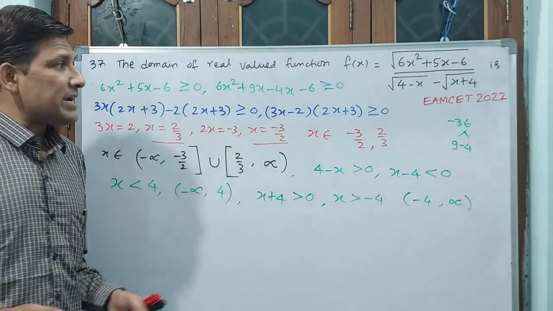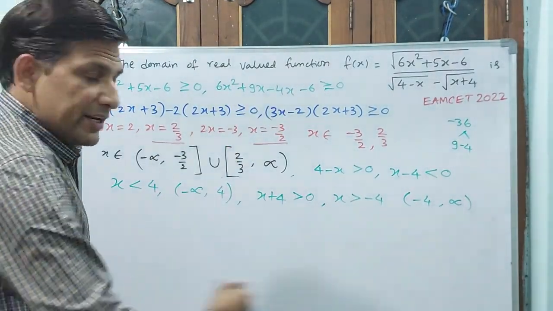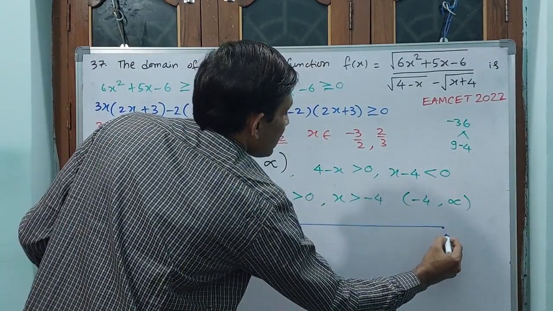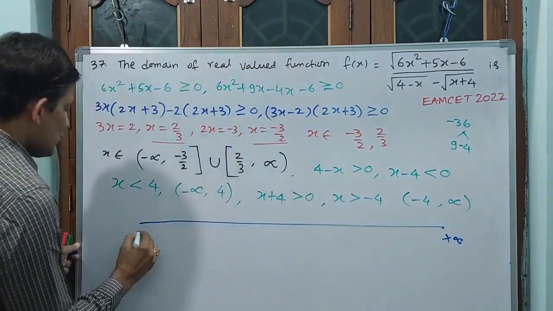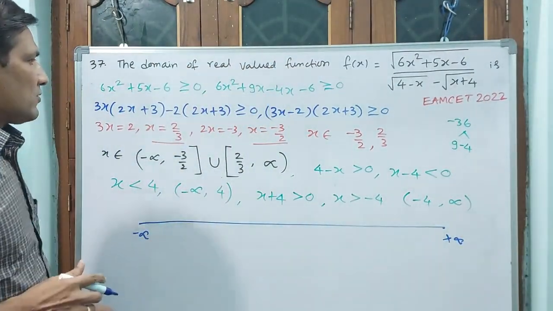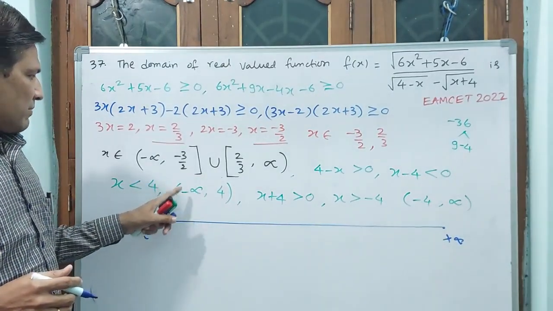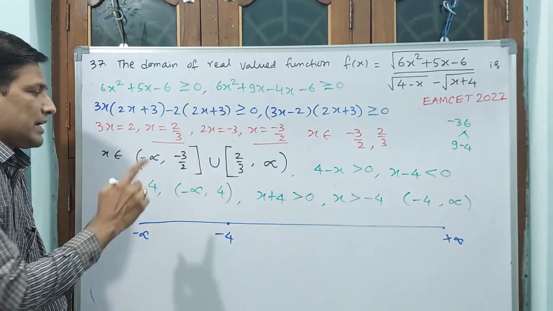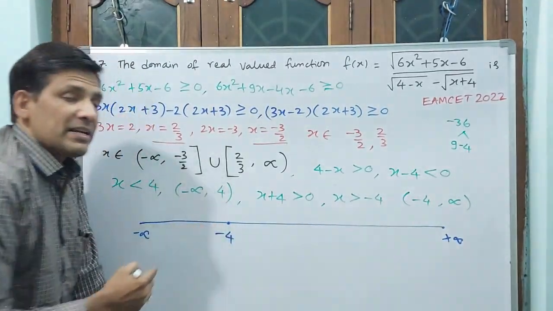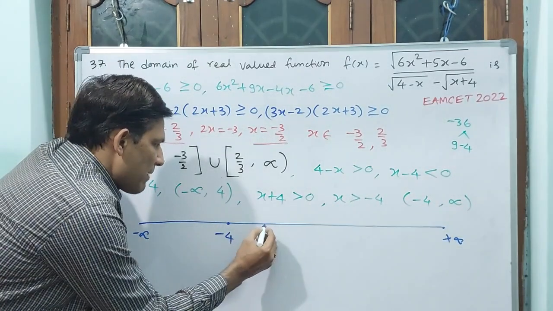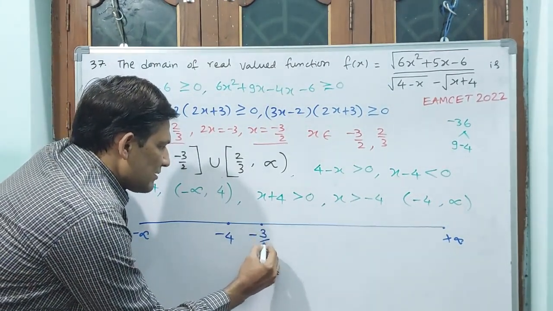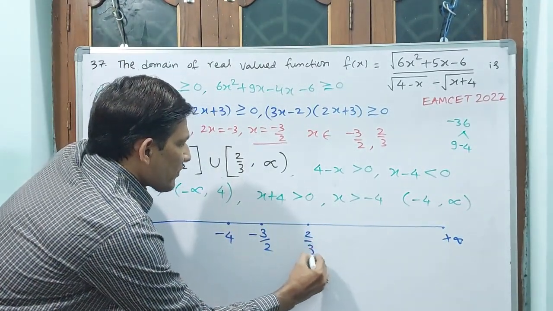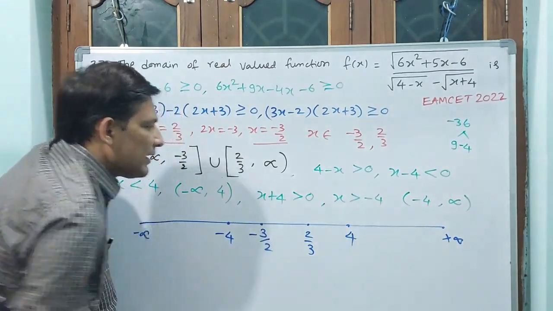This is the final answer I am writing. I am drawing the real number line. You see, the real number line is like this. This is plus infinity, this is minus infinity. What are the values? The values are minus 3 by 2, minus 4, 2 by 3 and 4. First you take minus 4, then minus 3 by 2 afterward, because minus 3 by 2 means minus 1.5, which is greater. Afterwards 2 by 3 will come first, and afterwards 4 will come. Okay?